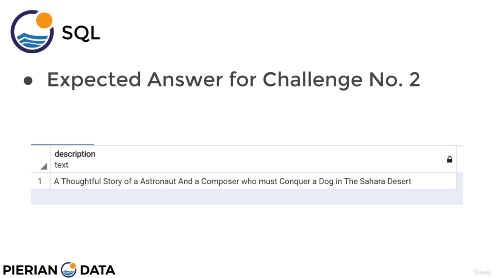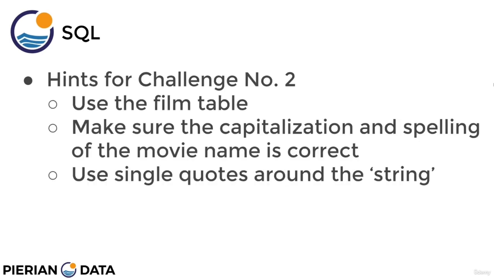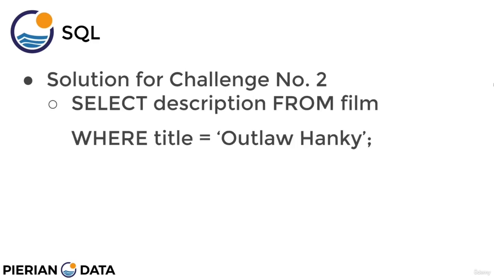All right, here come some hints in case you need them. The hint for challenge number 2 is to use the film table. Make sure the capitalization, spelling and spacing of the movie name is correct in case you're getting an error, and make sure to use single quotes around the string. Here comes our example solution. Here we'll just select the description column from the film table where title is equal to Outlaw Hanky. You have to make sure that capitalization is correct since it will actually check for capitalization matching up.